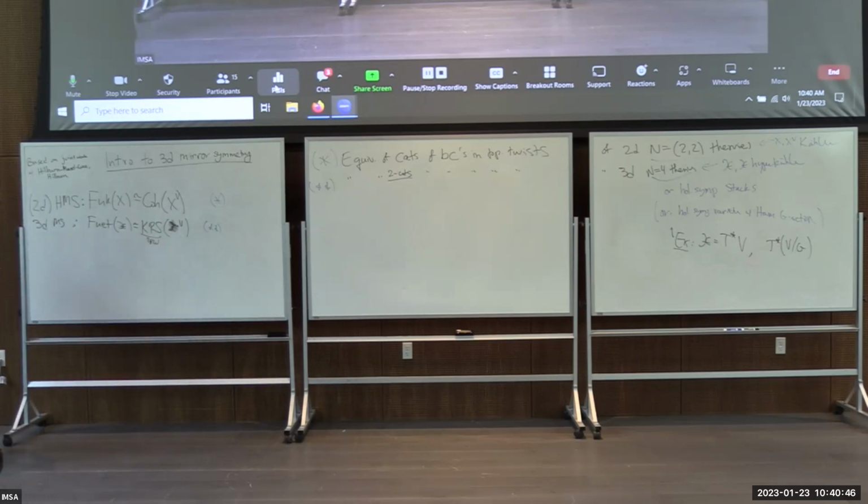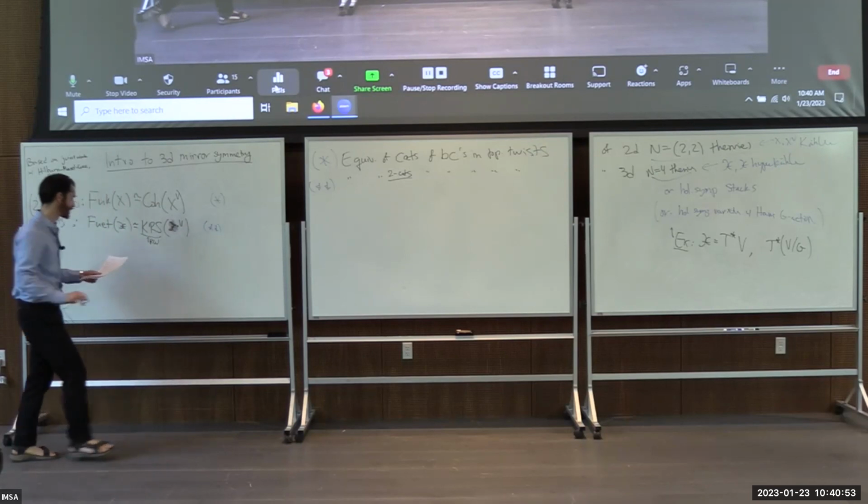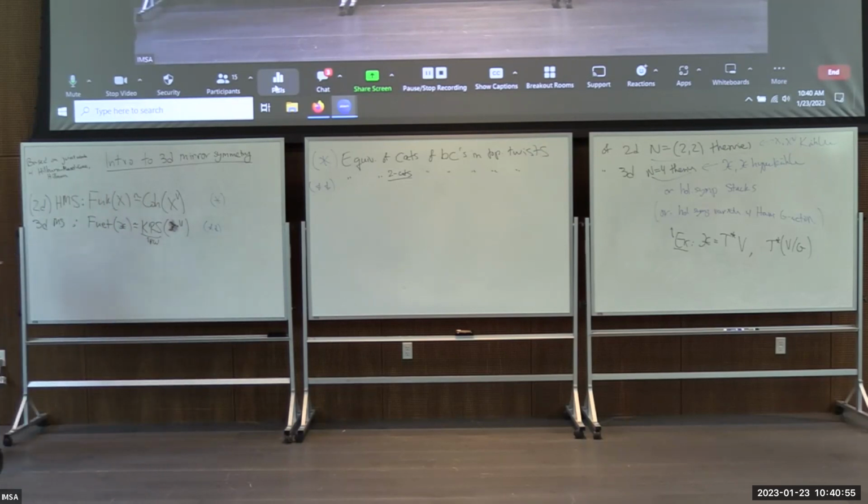Any other questions before I start explaining what these two categories are? Okay. So I better say some words about what these two categories are.